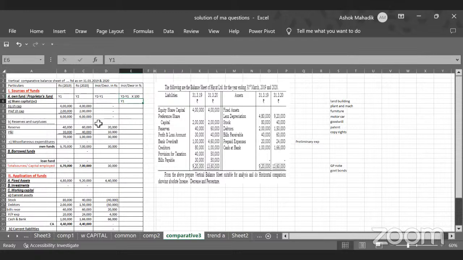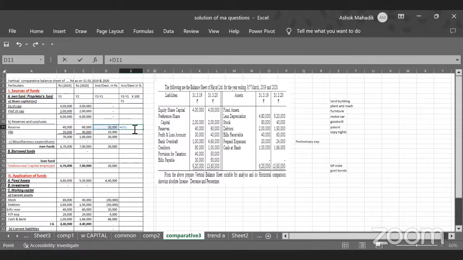So take third column figure. Say for example, go to reserves. Take reserve figure. What is y2 minus y1? 20,000 upon y1, how much? 40,000 into 100. I'll do it here. 20,000, that is y2 minus y1. Y2 minus y1 indicates that figure.